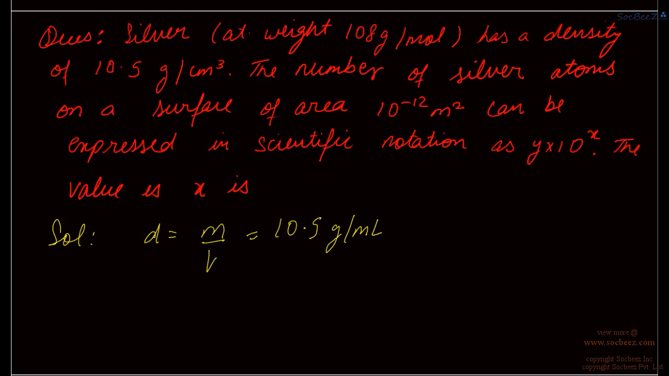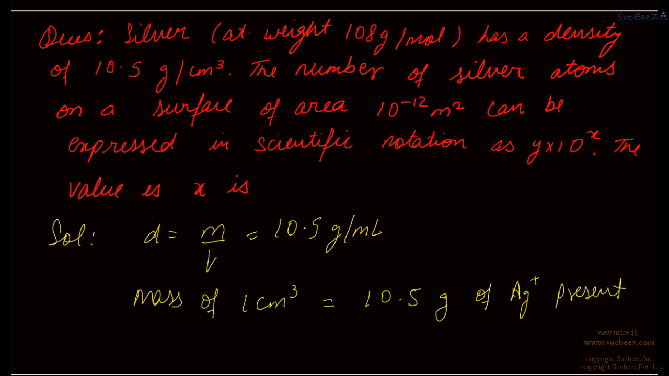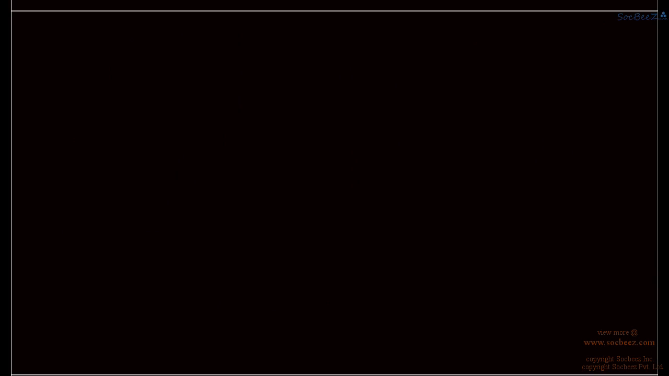Since we know that density equals mass upon volume, it is given as 10.5 gram per centimeter cube, or per milliliter. So the mass of 1 centimeter cube is 10.5 gram of silver present, right? We are given in this question that silver has a density of 10.5 gram per centimeter cube, and hence 1 centimeter cube gives us 10.5 gram of silver.